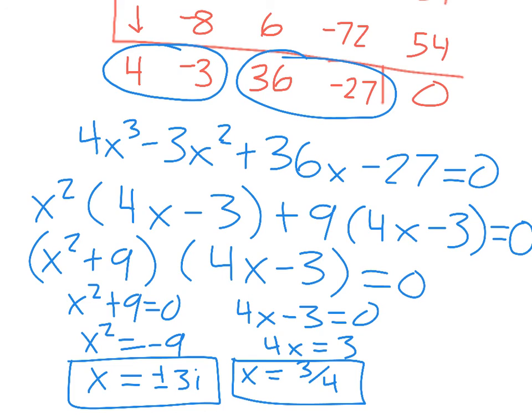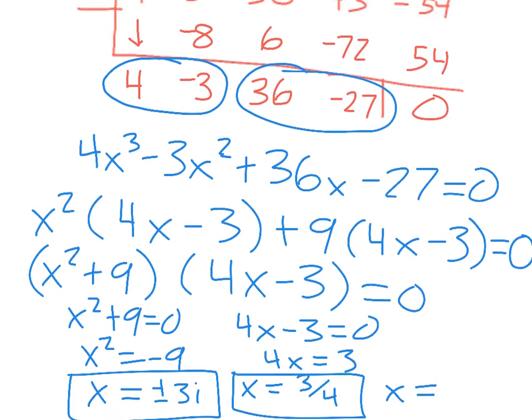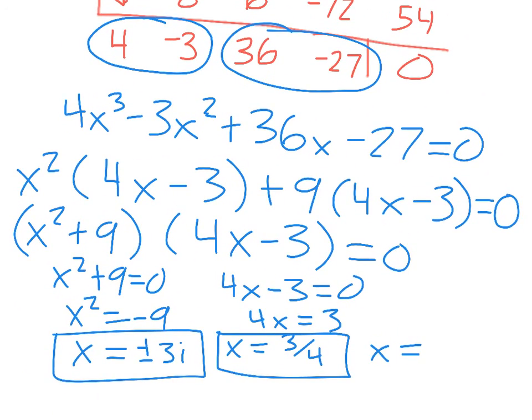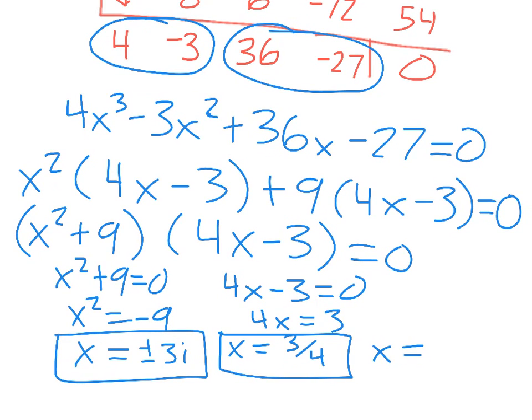The original degree was 4. We only have 3 solutions. Let's not forget the one that we guessed. The one that we guessed was -2. Okay, that's it for this lesson.